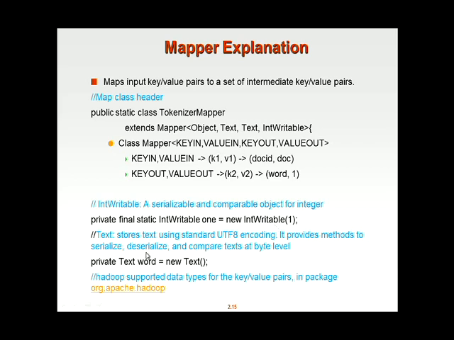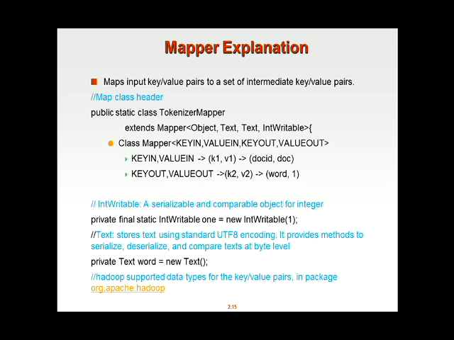And Text stores strings using the standard UTF-8 encoding. So it provides methods to serialize, deserialize, and compare text at byte level. So you can think about Text as a string in MapReduce. So remember that you can't use the basic data types in Java in MapReduce programming. Otherwise, MapReduce is not able to serialize your data into HDFS. It will cause some exceptions. So you can try in the labs.